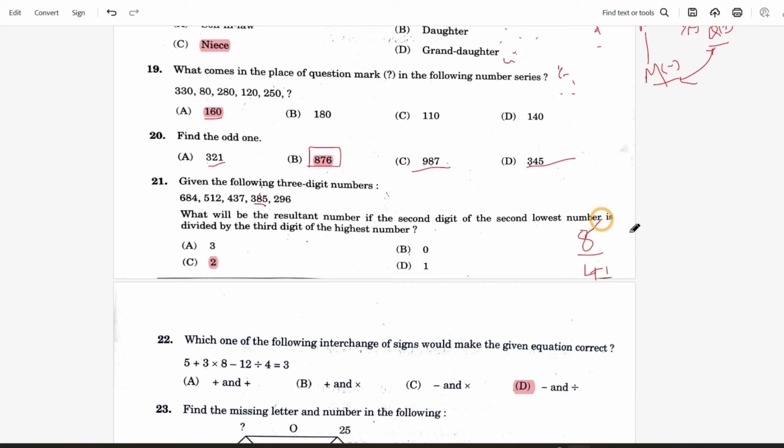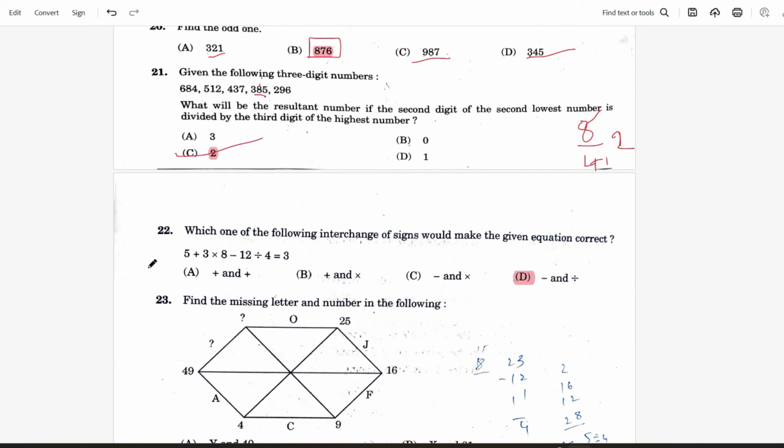4 ones are 4, twos are... So 2 is the right answer. Okay, so 2 is the right answer. C is the right answer for question number 21. Next, moving to question number 22.